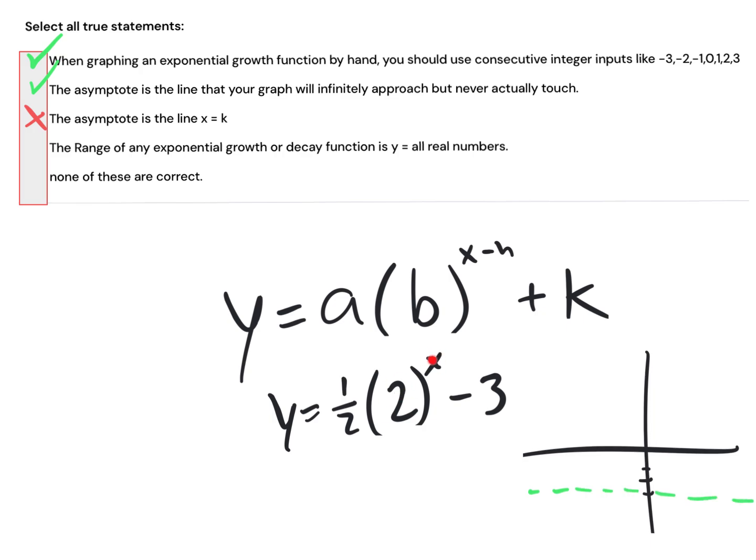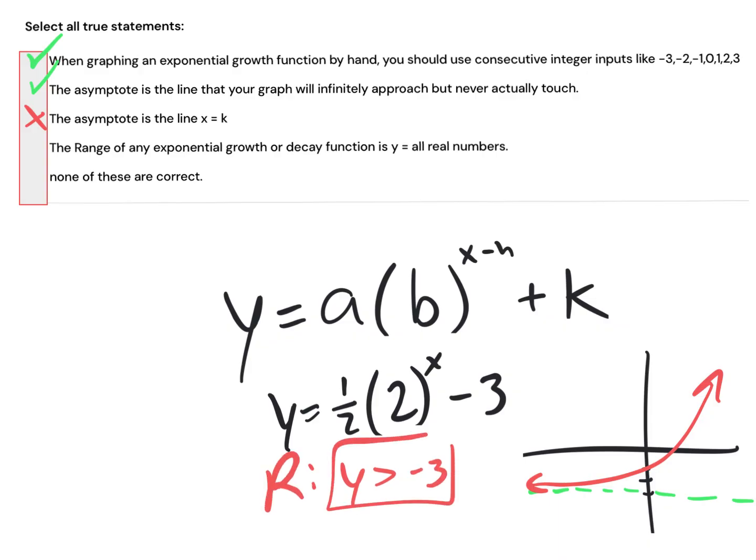You could plug in a 0 and you'd get out 1. But the reality is you're going to end up with a graph that is above that asymptote. Okay, so right there, the range would be y is greater than the asymptote value of -3. That would be the range for that particular example. So the range is not y equals all real numbers. It doesn't go up and down forever. It's all going to be above the asymptote or maybe below the asymptote.